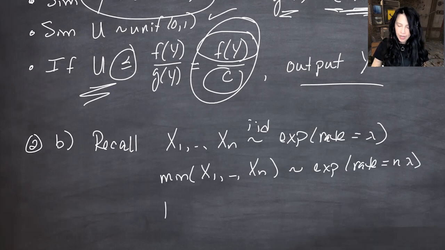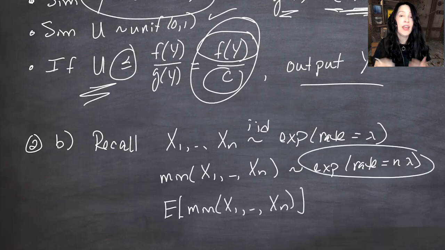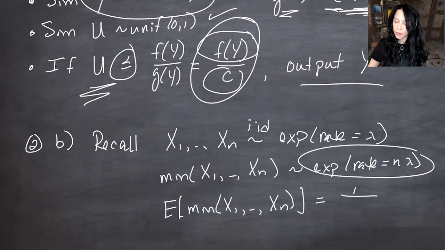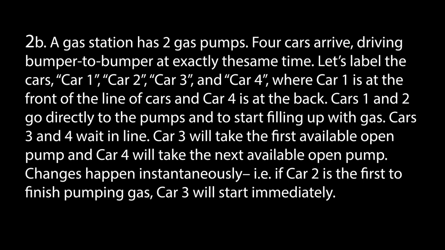And so if you want to find, for example, the expected value of the minimum of these exponentials, it's just the mean for this exponential distribution. And in our notation, if the rate is n lambda, then the mean is 1 over n lambda. So how does this help you with a problem like 2b?